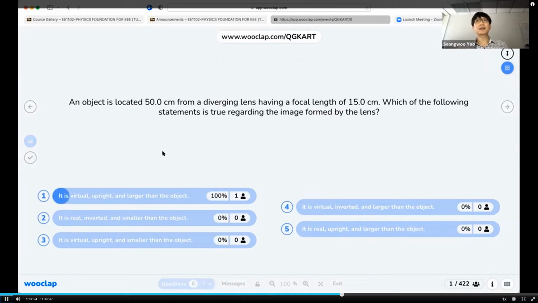This question is a bit more demanding. An object is located 50 centimeters from a diverging lens having a focal length of 15 centimeters. Which of the following statements is true regarding the image formed by the lens? So I give you a hint. We are considering the diverging lens. So what will be the resulting image?